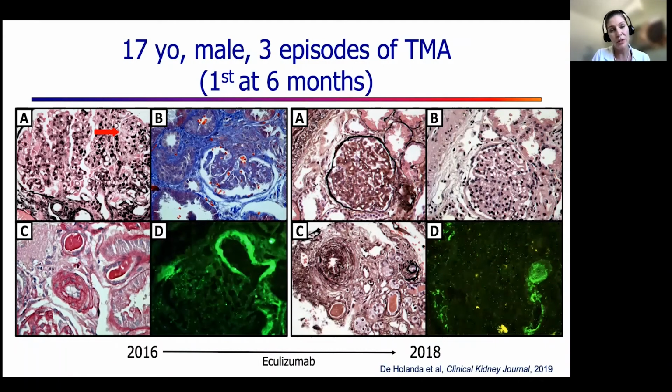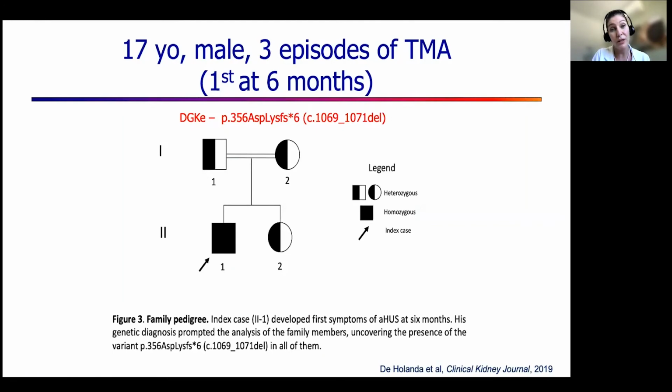And when we looked for his genetics, we found out that indeed he has a homozygosity for DGKE that came from his consanguineous parents. He has a sister who does not have the disease, but it's very important to know that the father has proteinuria and hypertension despite having only one allele of this disease.